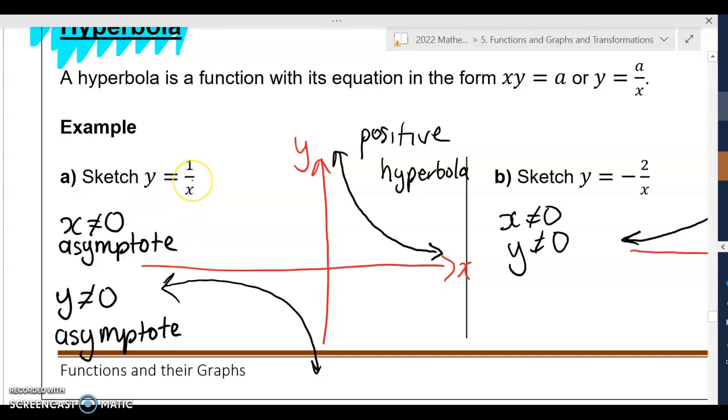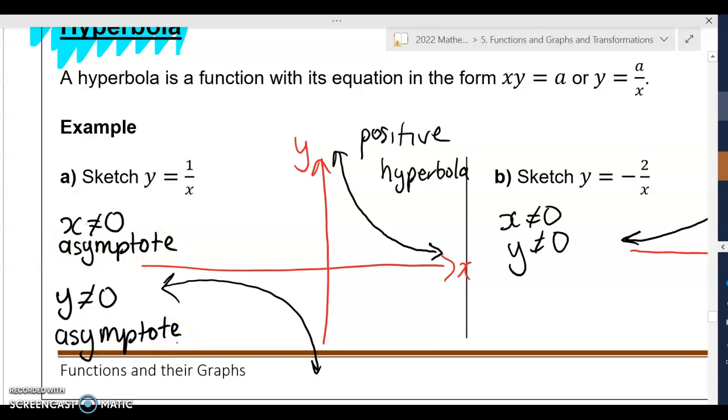And in this case, I'm going to think of it as if I had my function as xy equals 1, and I had x equals 1 over y, which cannot equal 0 either. Okay, so y equals 0 is also an asymptote. So because neither of these can equal 0, they're our asymptotes.